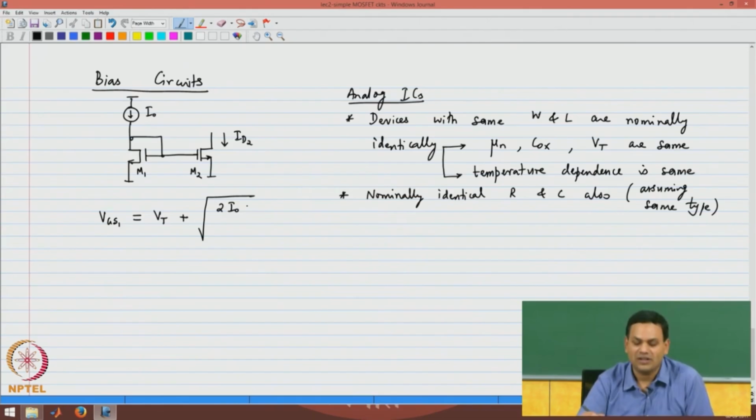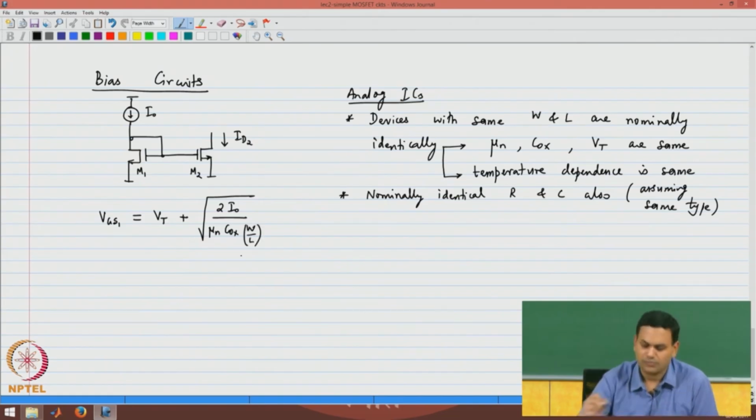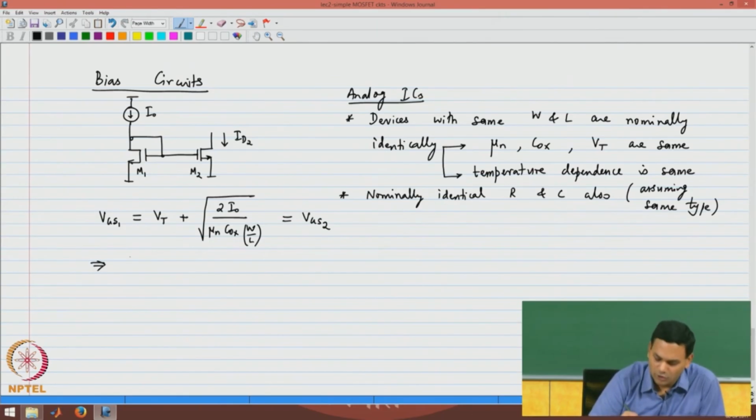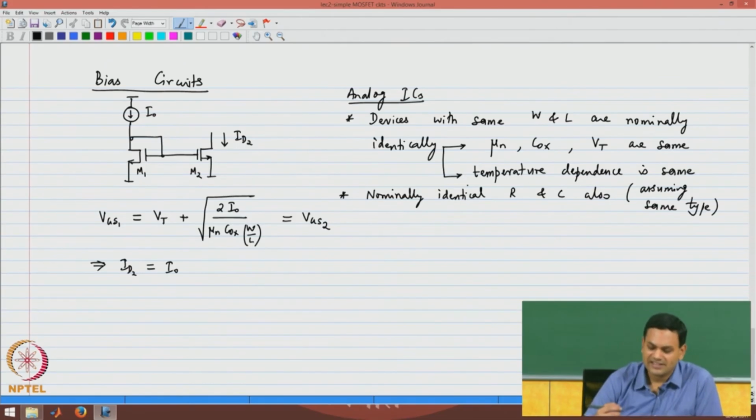The drain current for M1 is nothing but I naught, and this is the gate source voltage for device 1. Note that this is also the gate source voltage for device 2, and therefore, this means that nominally ID2 is equal to I naught. There are several things we need to realize before we go ahead with some details of this circuit.